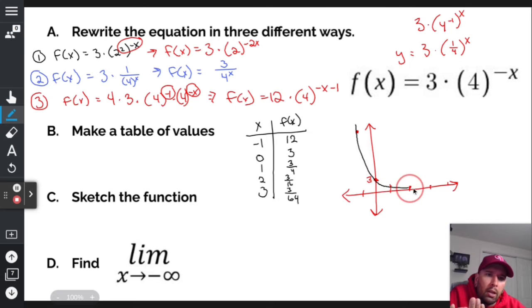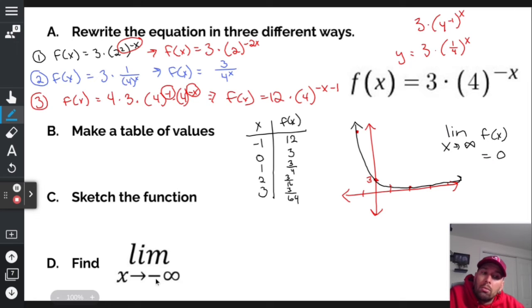Now, will you ever hit 0? No, because you're just going to keep dividing by 4 every time. Divide by 4, divide by 4, divide by 4. And even if you keep dividing 0.000000 by 4, you can always get just a little bit smaller. So what we would say is that the limit as x approaches positive infinity of f of x is going to be 0.